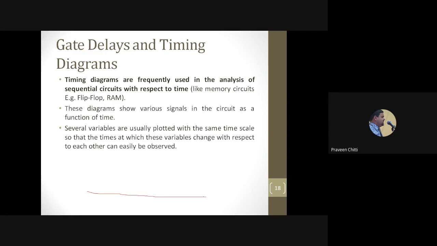That means, suppose you draw a time axis, I can draw different waveforms here. Say this is one waveform A, and I'll draw another waveform with respect to this time. So you can draw several waveforms on the same time scale so that you can check which input is changing and how that will have an effect on the output. To see the effect of change in the input on the output, this timing diagram plays a very important role, and also you can clearly understand the concept of propagation delay or gate delays of the gates used in the design of combinational circuits.